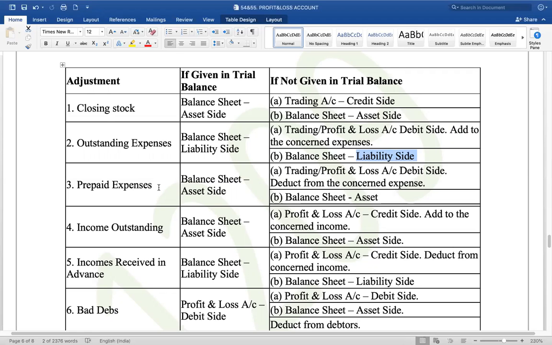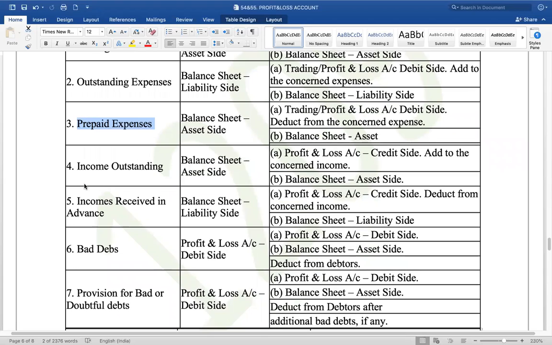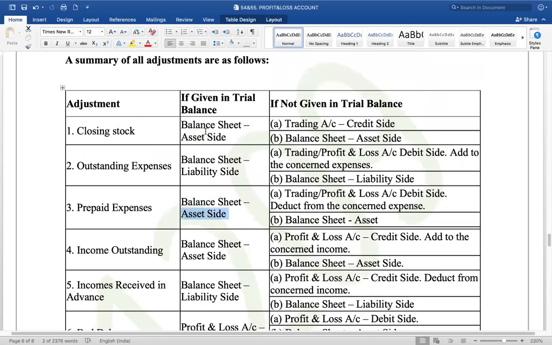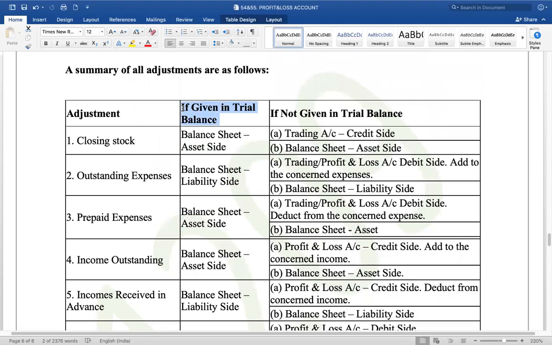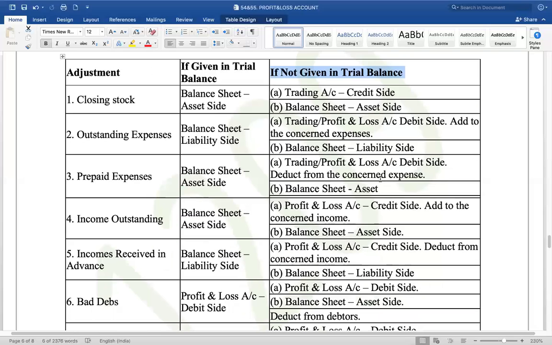Next, number 3, prepaid. Prepaid, you will just do opposite to outstanding treatment. If you're taking the outstanding on the liabilities, then you take the prepaid on the asset when it is given in the trial balance. If it is not given in the trial balance, then what you do? You will deduct from that concerned expense.